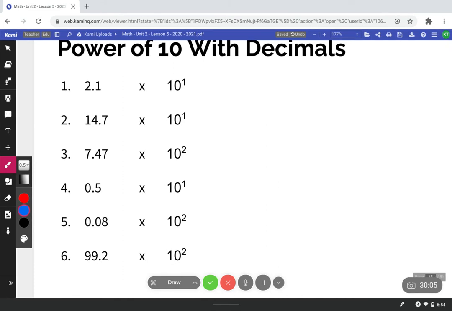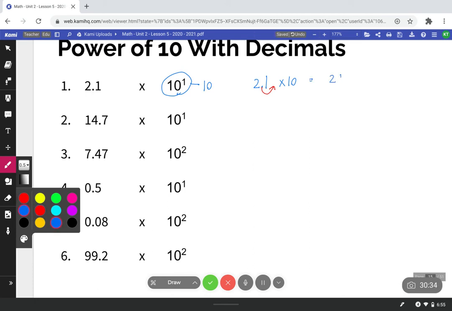Okay, here now we're doing decimals. This is where it gets fun. All right. 10 to the power of 1. That's where we need to focus on first. And that's just 10, remember? So 2 and 1/10 times 10. Well, since we're multiplying by 10, we are going to move the decimal over 1, which means that is going to equal 21.